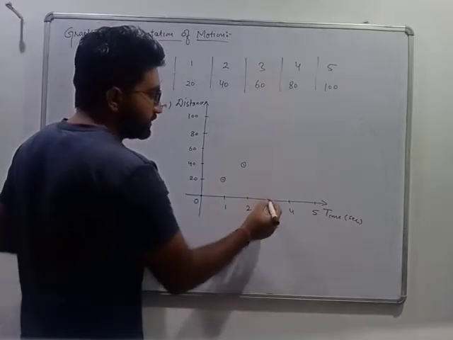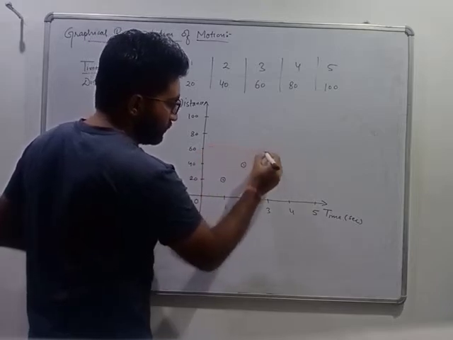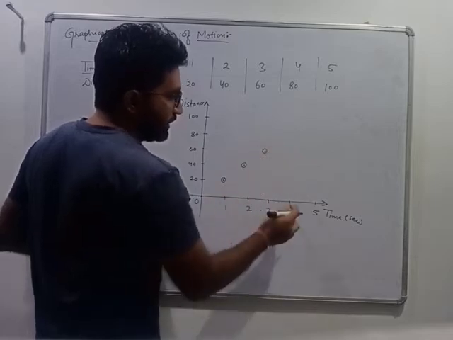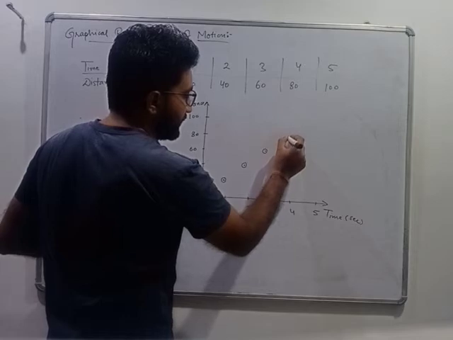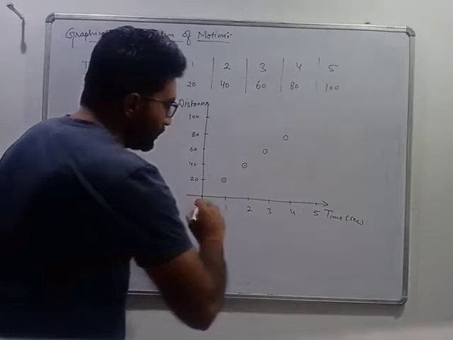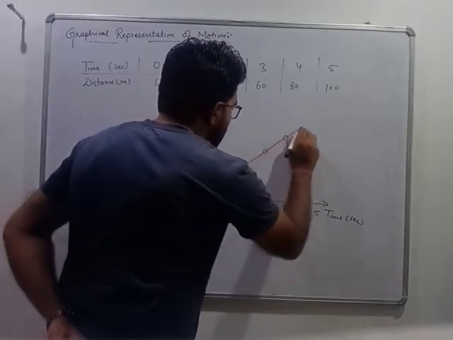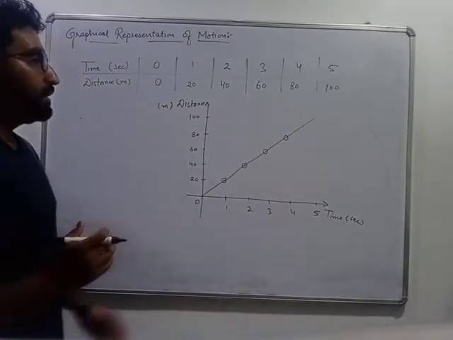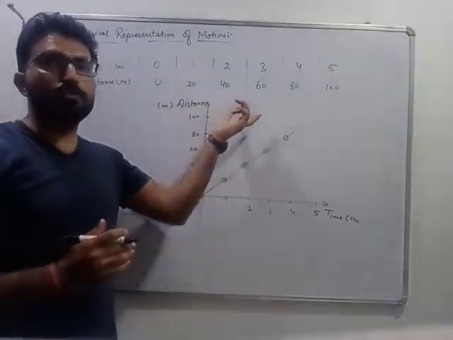Similarly, after 3 seconds, this is our 3 second time, and in front of 60 we will draw our third point. After 4 seconds, the distance covered by the body is 80 meters. Okay, we are drawing only the 5 points. When we join these points, we will have a straight line. So this is the curve for the distance time graph when the body is moving with uniform motion.